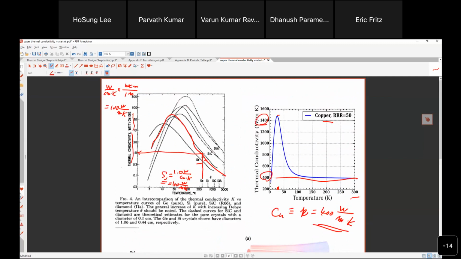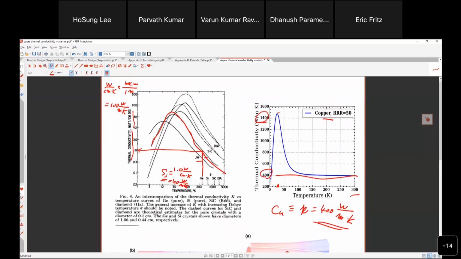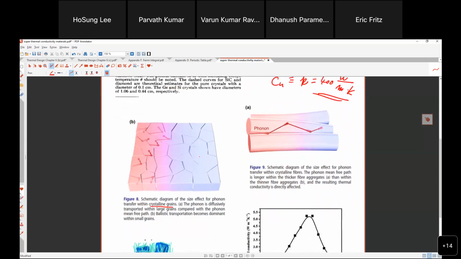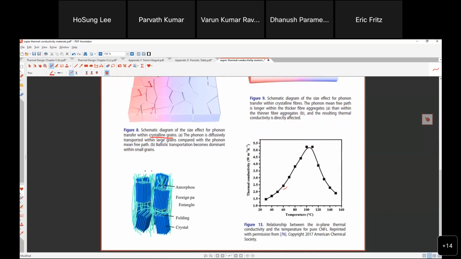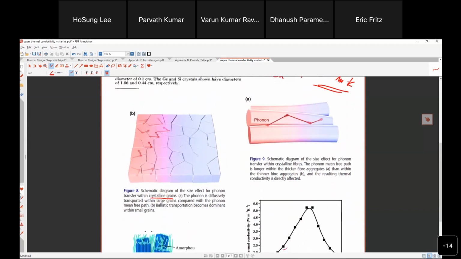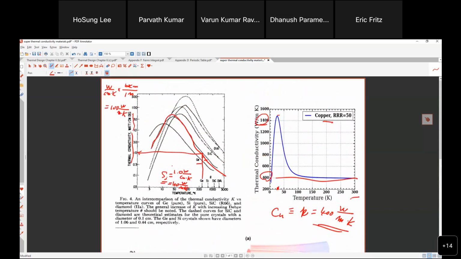So there's a lot of research on how to reduce thermal conductivity using tube or grain size, something like that. Okay. Even silicon at room temperature is 100, but if we use the nano size, it can reduce thermal conductivity. Okay. Let's go back.